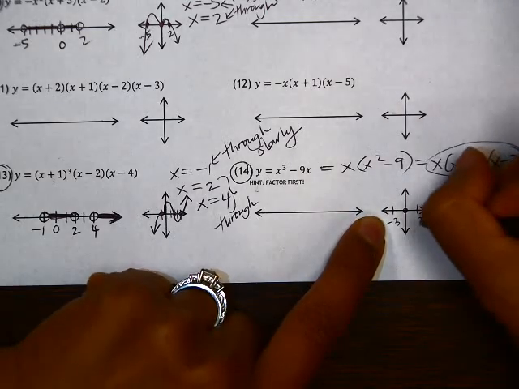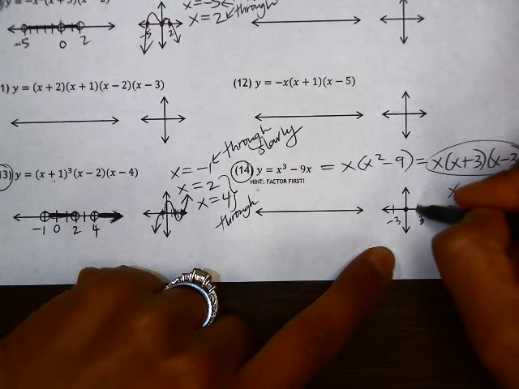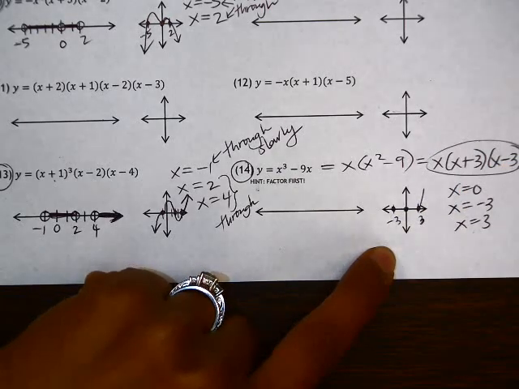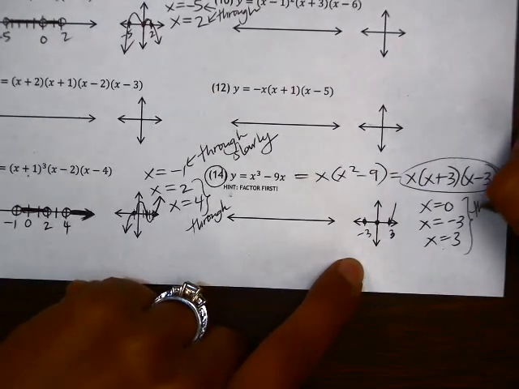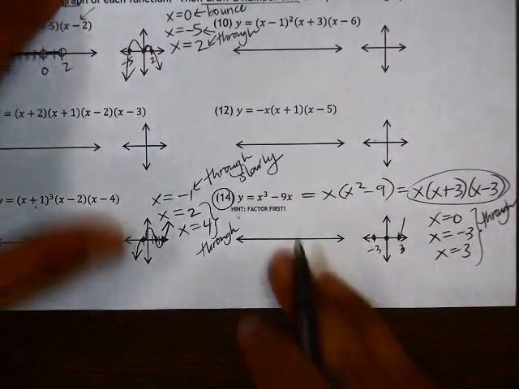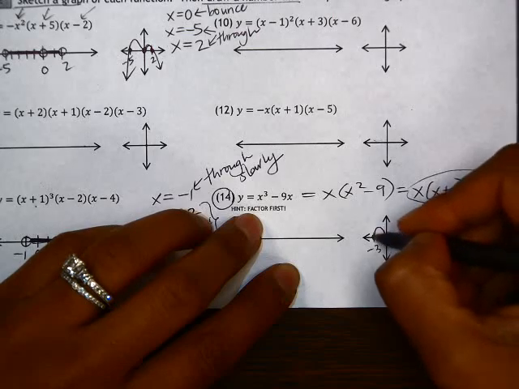My end behavior here is positive. The coefficient in front is a positive, so I'm going to start over here, positive. Each of these has an exponent of 1. All of these are going to go through. So through, through, through.